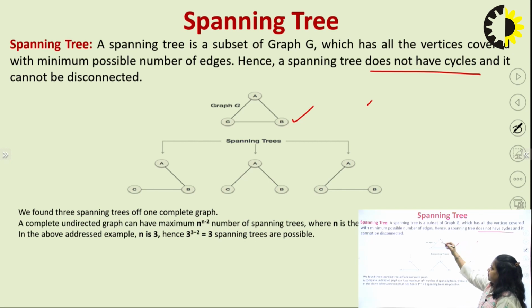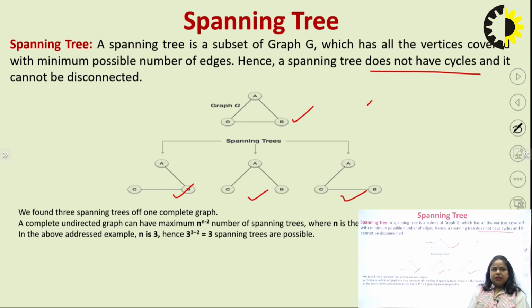Suppose I am talking about this graph. In this graph we have 3 vertices, that is A, B, C, and with these vertices we have 3 edges. Out of that we are able to create 3 spanning trees in which there is no cycle, and simultaneously in all the 3 cases it consists of all the vertices with the minimum number of edges.